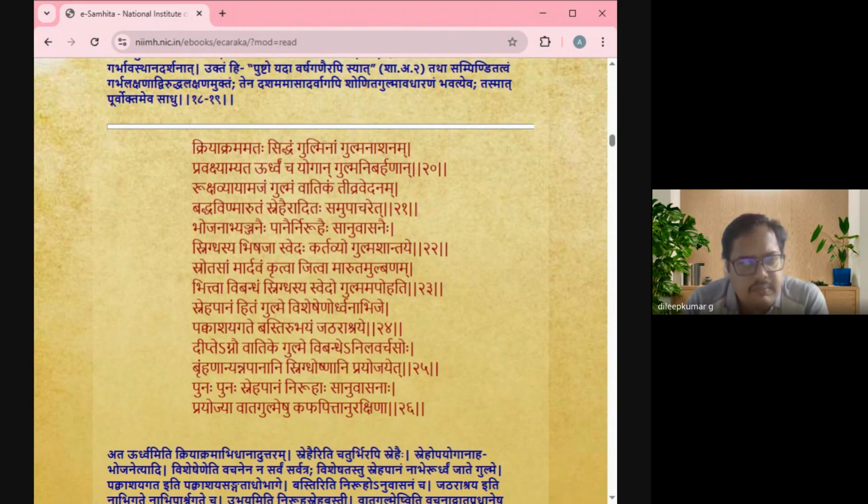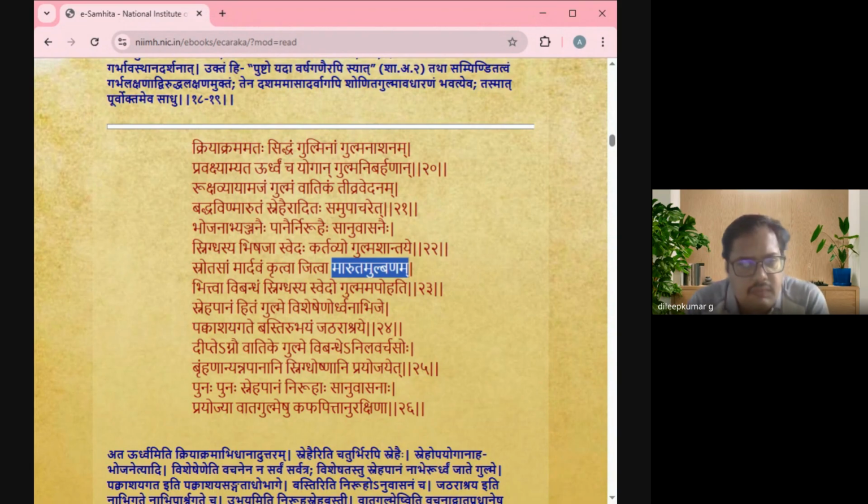When the srotas become mardava, softened, whereas the nature of Vayu is ruksha, hard, that will become softened. The overall Maruta Ulbanam, the features of Vata Prakopa, will subside by Snehana and Svedana. Snigdhasya Svedo Gulmonam Upohati: the combination of these two will clear the Vibandha, the obstruction, and soften the intestine and the Gulma lesions.